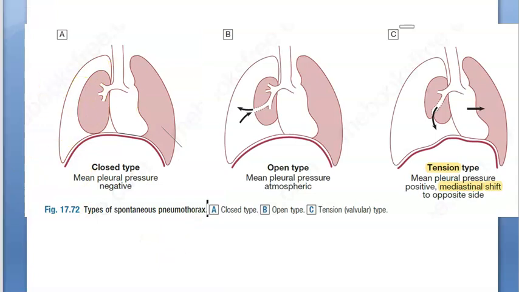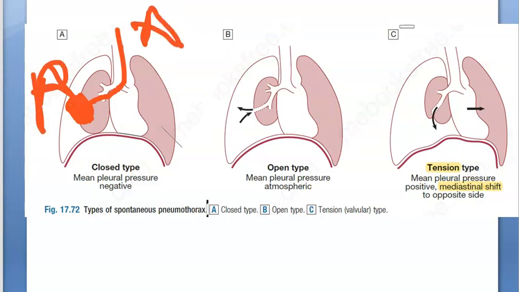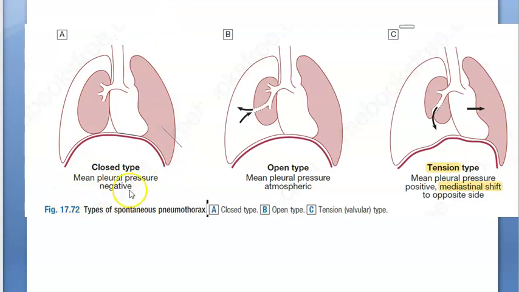Closed means what happens? The air enters like this, right? And then the lung deflates, correct? Now when the lung deflates, this opening which was there will seal off. So the air remains here. The airway and the pleural space have no communication anymore. So this is the closed type. And the pressure here will be negative. That's why they have written here, mean pleural pressure is negative.